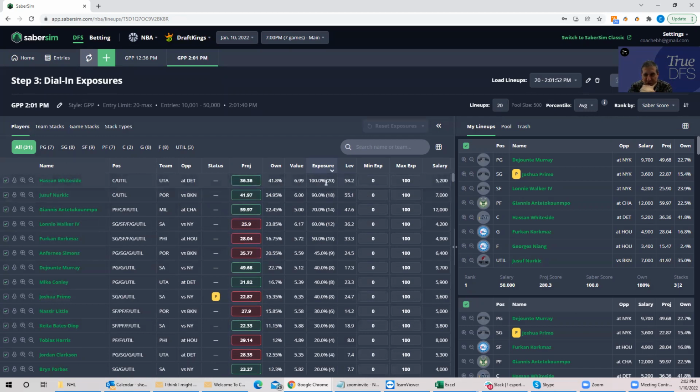I get 100% Whiteside, a whole lot of Nurkic. There's Giannis. I do get more Korkmaz than I would imagine, but then there's Lonnie Walker, Dejounte Murray, Josh Primo, the guys that we kind of mentioned. Okay. So that's pretty much all I have for you guys. Hopefully Bobby does a little more in-depth breakdown of the games, but again, that's not really my thing. Just kind of go with the projections, then build lineups as a result.